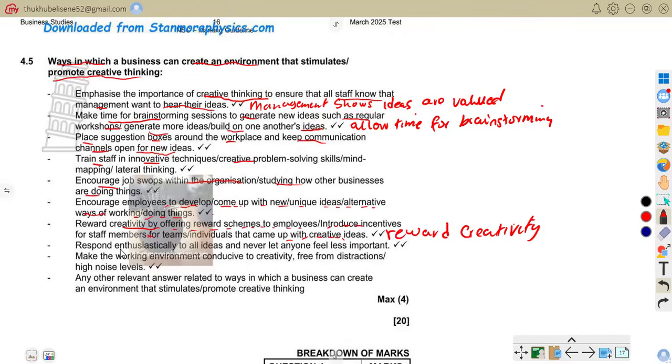Respond empathetically to all ideas. Never let anyone feel less important. So you respond positively to ideas. So that is that. So employees feel respected and confident. Make the working environment conducive to creativity, free from distractions and high noise levels. So you create a conducive work environment, a workplace that supports creativity.